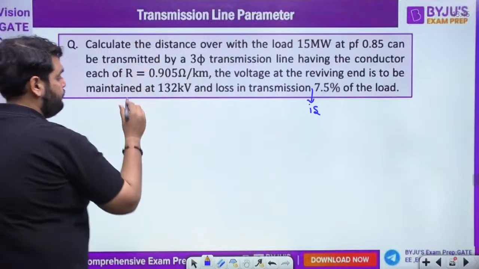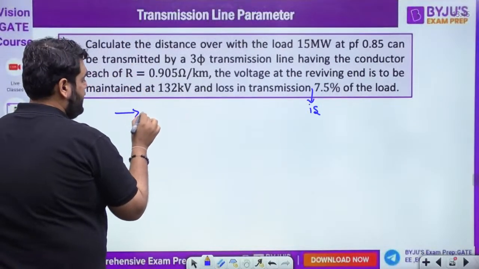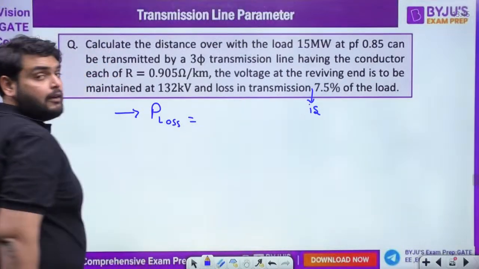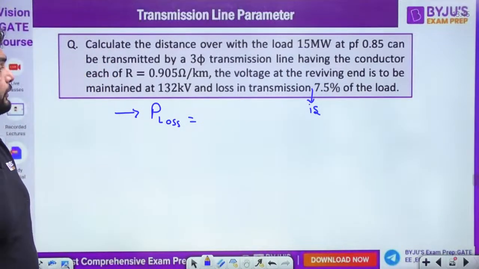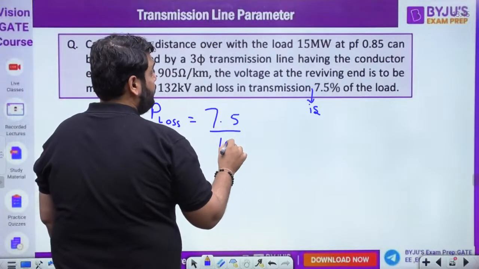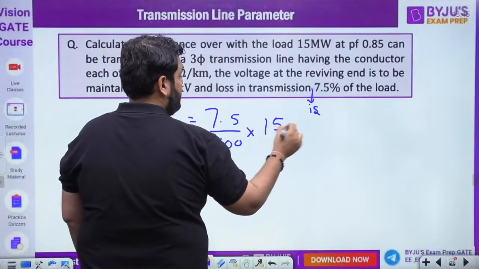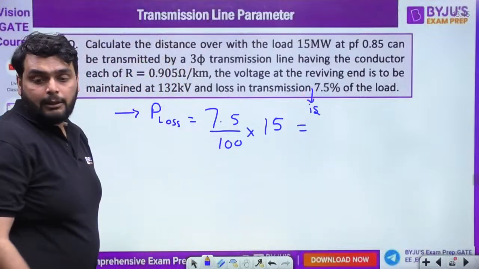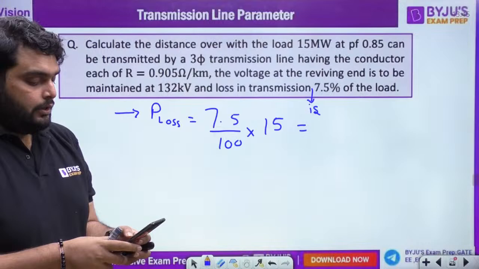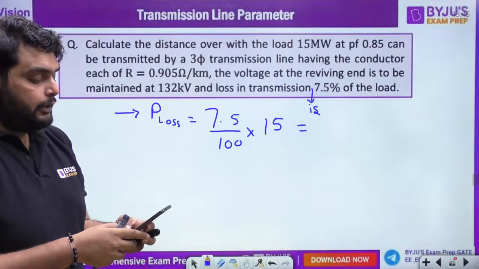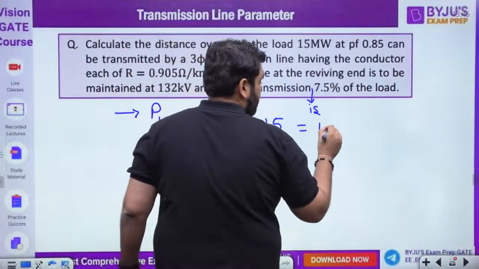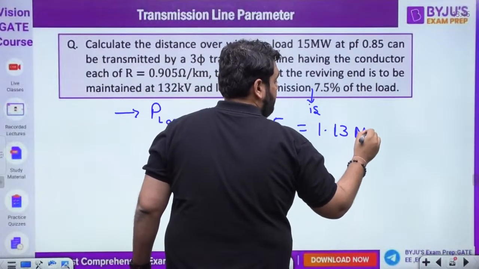What we can do here, simple, I'm giving an idea. We can find out the power loss. It is given, it is 7.5% of the load, which is 15 megawatt. So this will give me the power loss. Let me calculate. 7.5 into 15 divided by 100, 1.13. So it will give me 1.13 megawatt as the power loss.